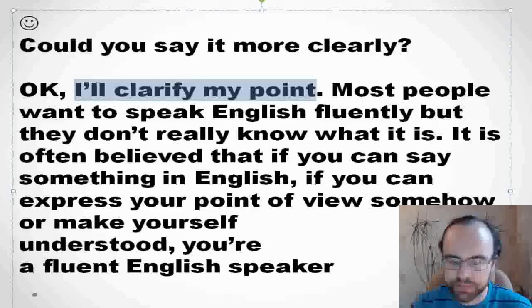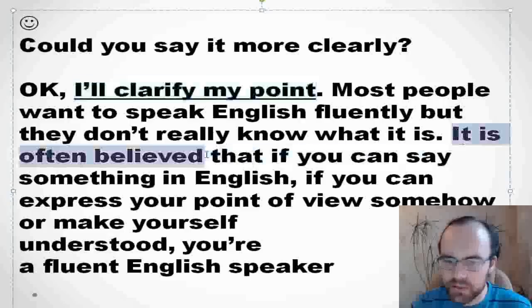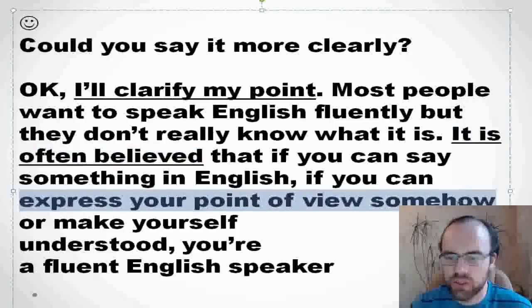I'll clarify my point. I'll try to make it more clear, to say it as clearly as possible. Okay? So, most people want to speak English fluently, but they don't really know what it is. People often believe that if you can say something in English, if you can express your point of view somehow, it means when you can say what you think, yeah?